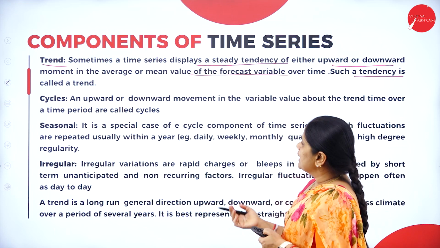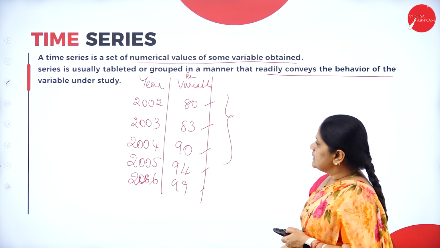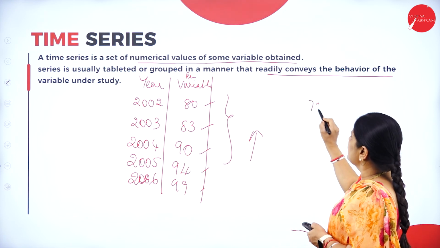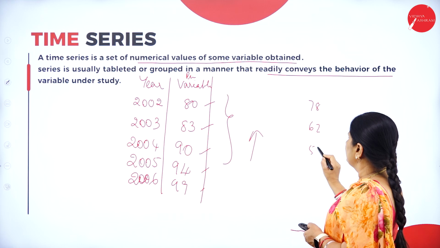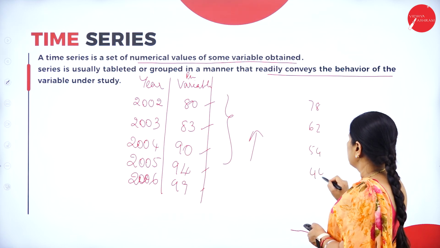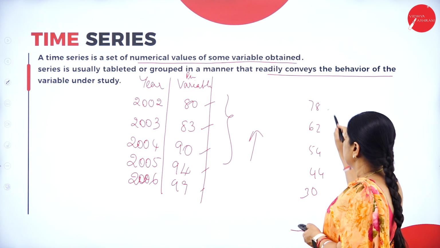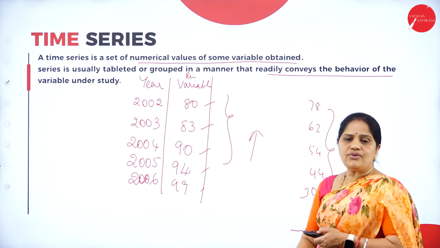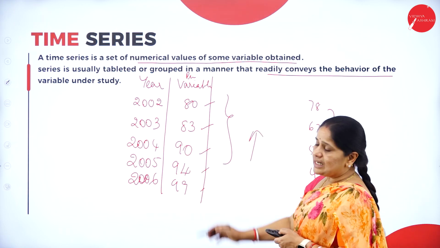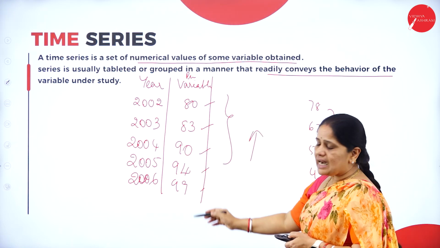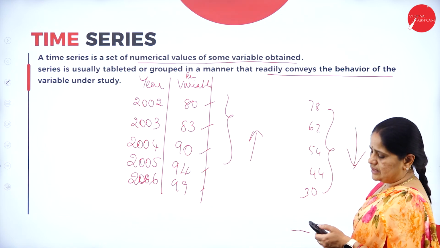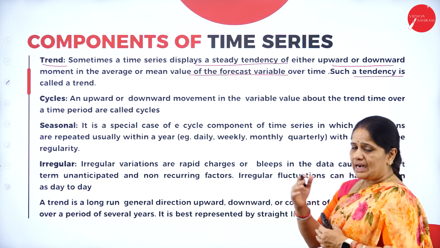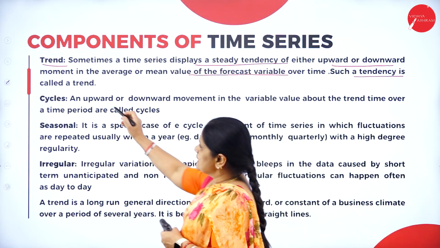Suppose in this, if you can see here in this example, there is an upward trend in the production. Suppose the production was 78, 62, 53, 54, 44, 30. Suppose the trend is like this, then we call it as the downward trend because there is a fall in the production, whereas here we call it as the upward trend because there is a rise in the production year after year. So, this tendency of the variable, whether to rise or fall, that is called as the trend.